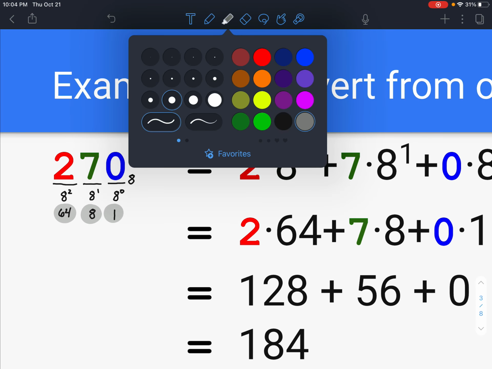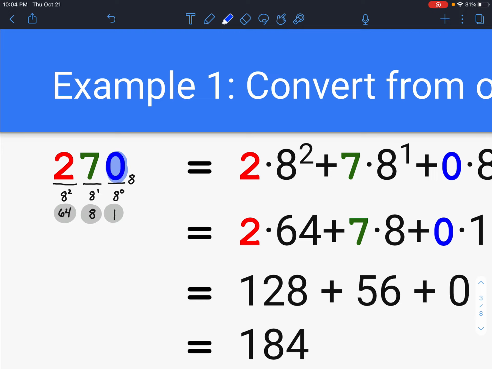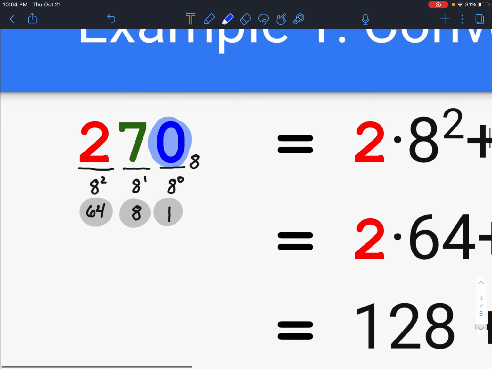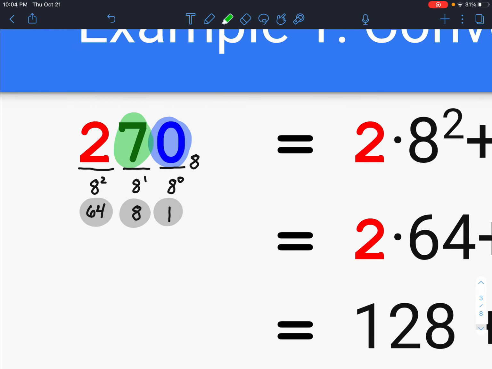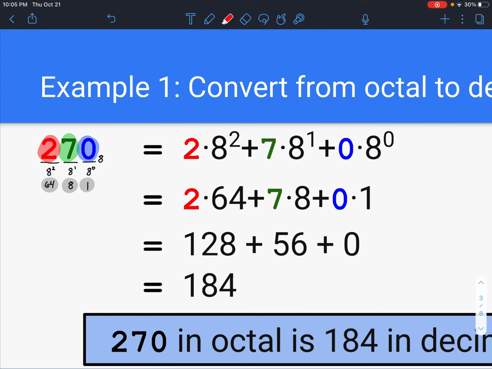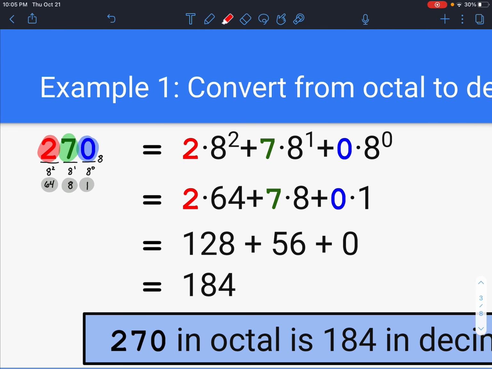So when we look at this again in real life, we're always talking about how this conversion works. You're saying that you have 0 things that are worth 1. You are saying you have 7 things that are worth 8. And you are saying that you have 2 things that are worth 64. You can see on the right-hand side, we are performing these calculations right in front of your face. If you look at what I have highlighted in red here, I have 2 things that are worth 8 squared, or 64, that we see right there.